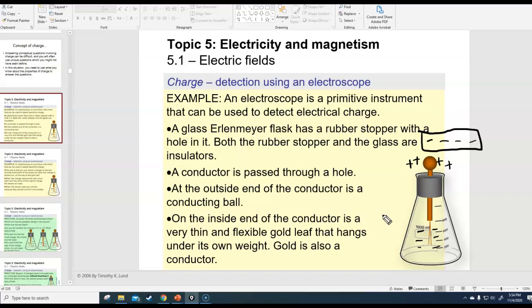And so if the leaves at the bottom become negatively charged, the same thing is going to happen. They're going to repel each other because negative repels negative, and they're going to spread apart. So again, what is the purpose of all this? Basically just to detect the existence of charge. You can't tell what type of charge you have, but you can at least qualitatively do a demonstration where you see whether or not an object is charged by bringing it close to the electroscope.